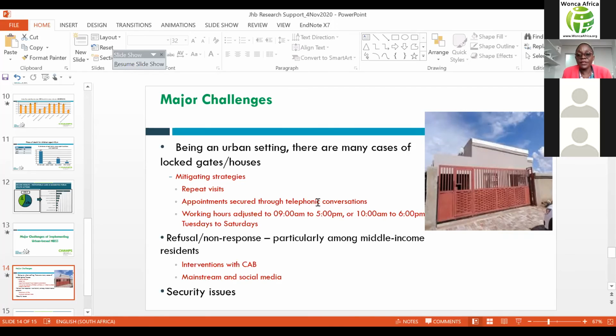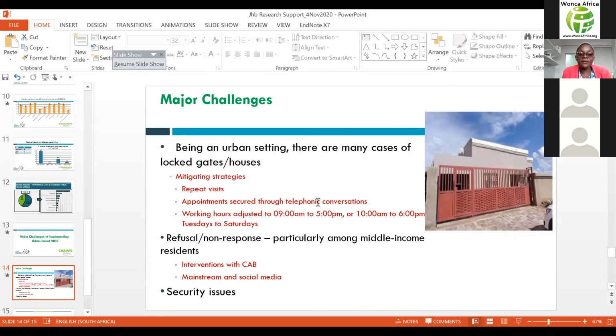We do repeat visits up to a maximum of 3 visits for each household that we can't access. We've also gone down the route of doing telephonic appointments, but this is also a problem because within this setting, people change phone numbers, and they sometimes are not really willing to give their phone numbers for fear of being traced for other reasons. We also adjusted working hours. So our data collection is currently from Tuesday to Saturday, and we start around 9 and finish around 5 or 6. In certain instances, we actually do visits during public holidays as well as on Sundays.